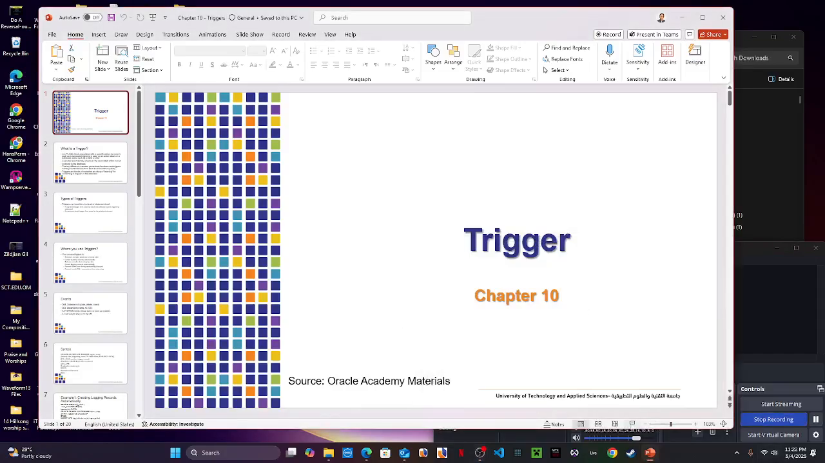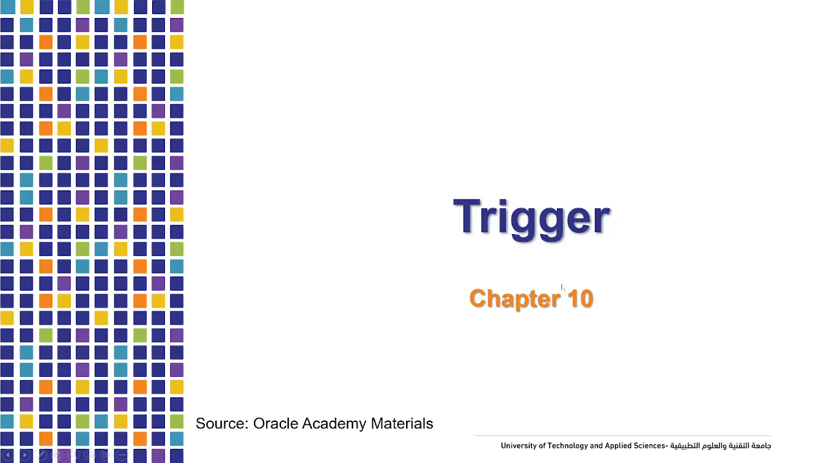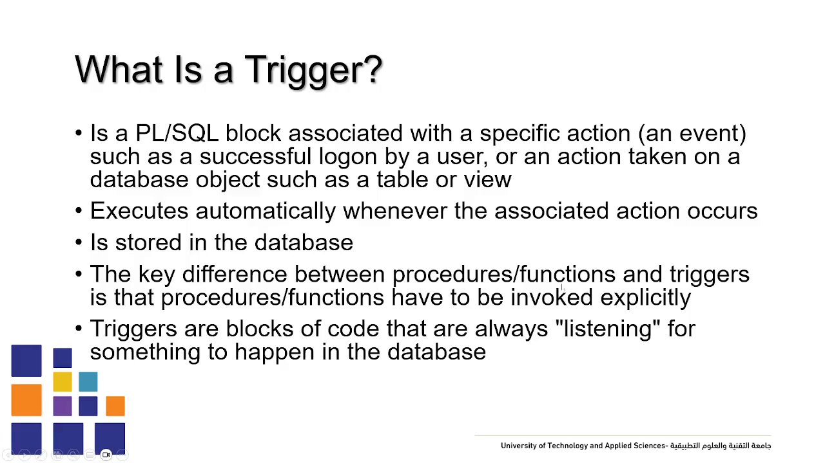Now this chapter is all about triggers. What is a trigger? It's a PL/SQL block associated with a specific action, an event, such as a successful logon by a user or an action taken on a database object such as a table or a view.